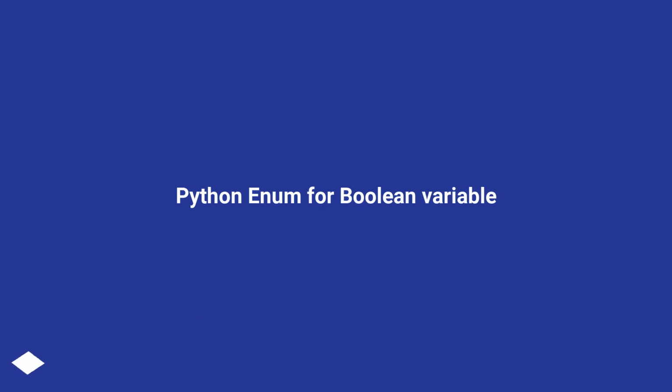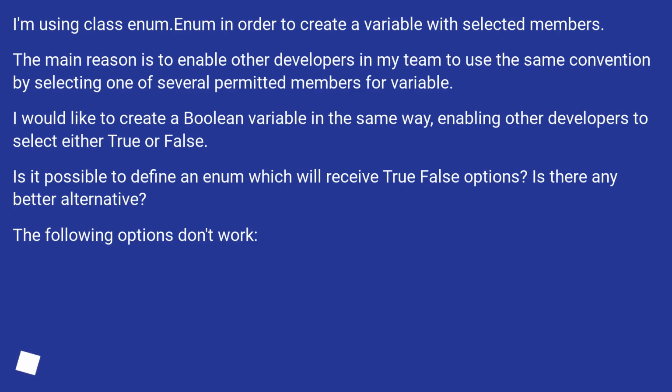Python enum for Boolean variable. I'm using class Enum in order to create a variable with selected members. The main reason is to enable other developers in my team to use the same convention by selecting one of several permitted members per variable.